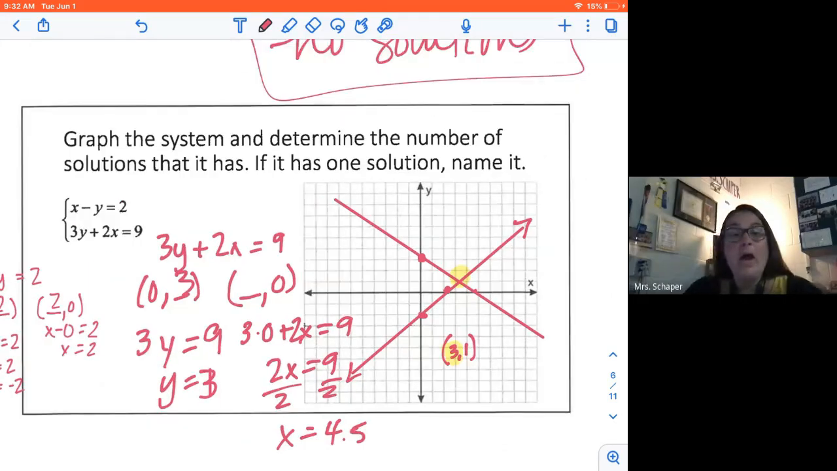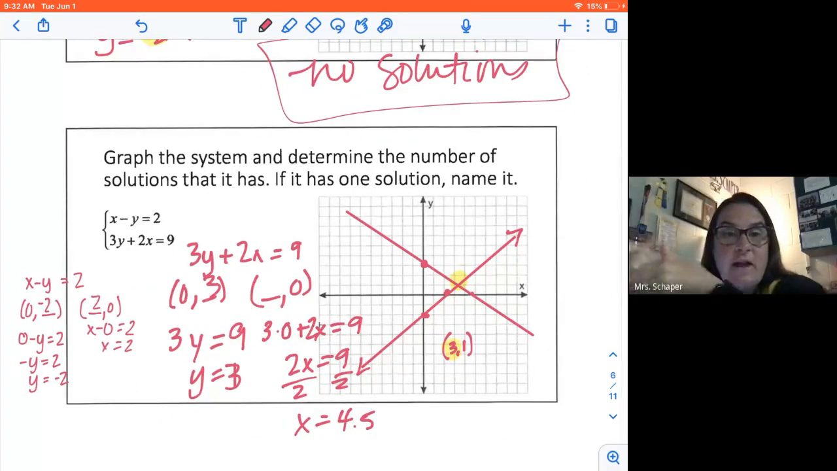3, 1. All right, so on your assignment today, you're going to be graphing, you're going to be finding where they intersect. Maybe they're never going to intersect. That means there's no solution. Maybe they're going to be the exact same line. Then that means there's infinitely many solutions.